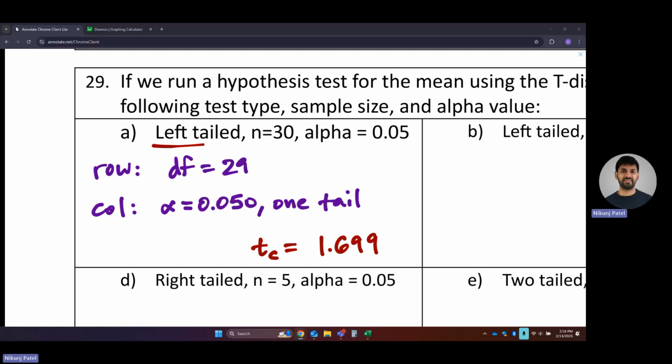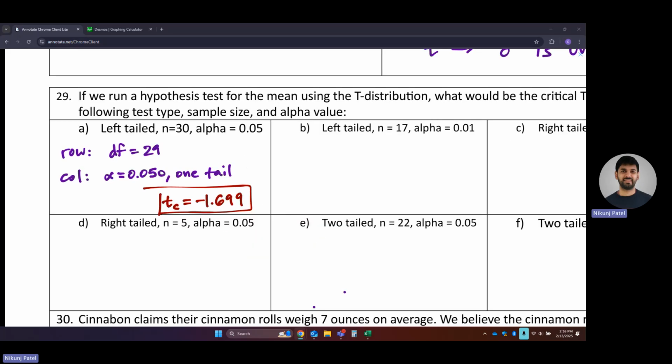And since this is a left tail test, we're going to want to put a negative in front of our answer. Anytime you have a left-tailed hypothesis test, your t-critical is on the left side of the number line, which is on the negative side. So the left tail means put a negative in front of that 1.699. So there's how you do a left-tailed test. Do the same thing for part B.